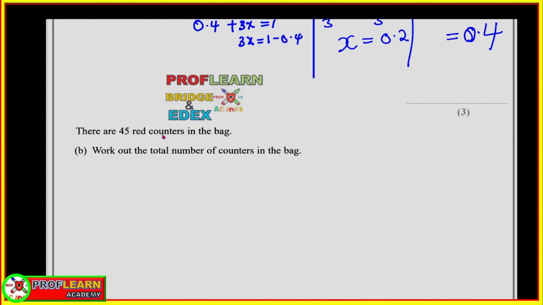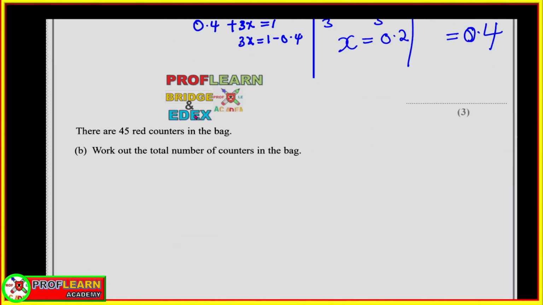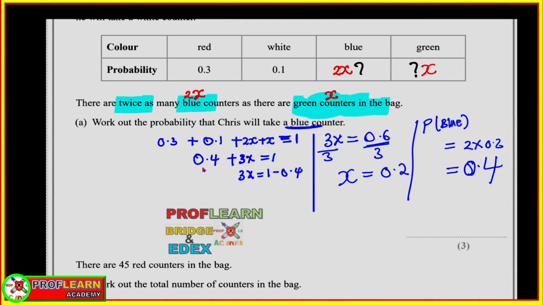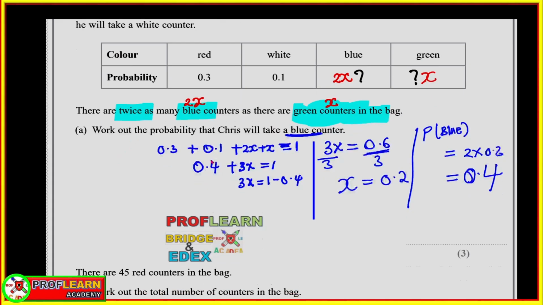There are 45 red counters in the bag. Work out the total number of counters in the bag. So we have 45 red counters, which means 0.3 is going to be 45.